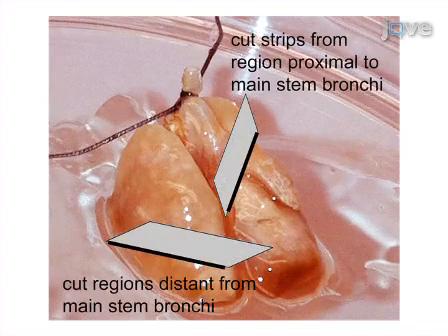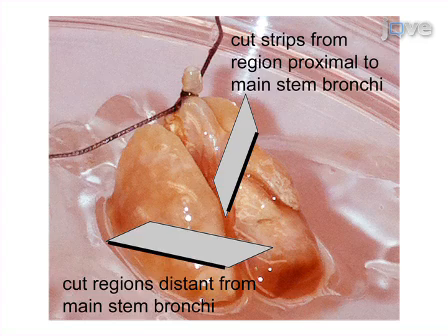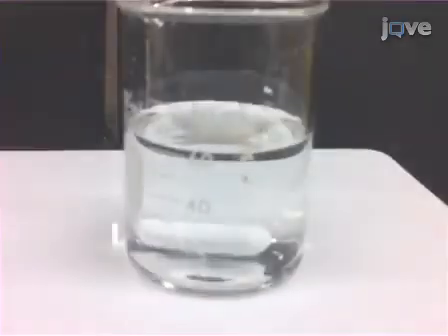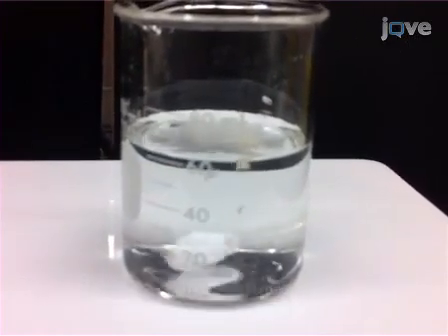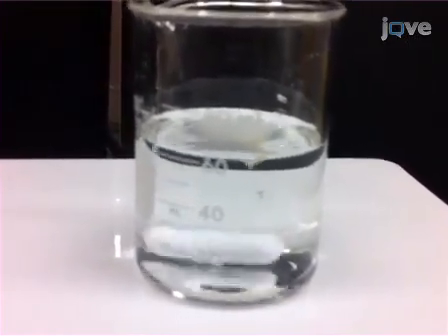Using a razor or scalpel, cut the agarose-stabilized mouse lung tissue into strips of approximately 5 by 5 millimeters in length and width and 400 micrometers in thickness. Then wash the strips in PBS at 37 degrees Celsius for 5 minutes to remove residual agarose.